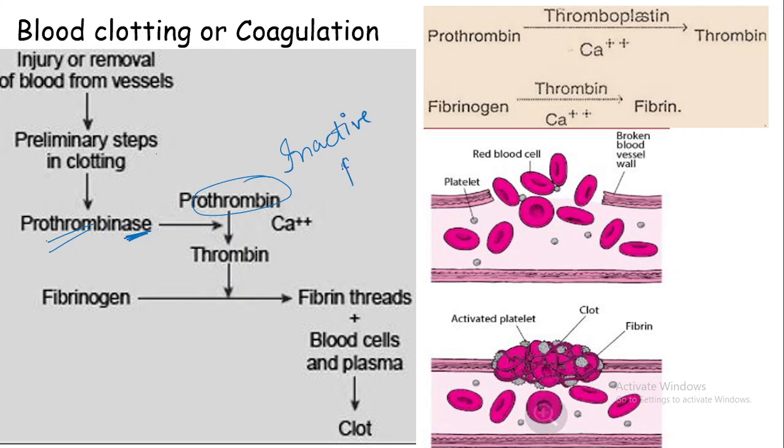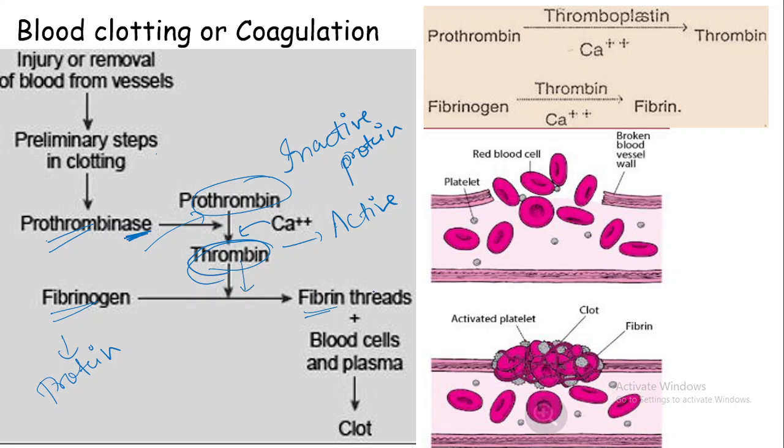It is an inactive protein present in the plasma. Along with the action of calcium ions, this prothrombin will get converted into thrombin. So prothrombin, an inactive protein present in the plasma, is acted upon by prothrombokinase and calcium ions to form active thrombin. Now this thrombin is going to instigate fibrinogen, which is another protein present in the plasma, and fibrinogen will be converted into active fibrin by the action of thrombin.